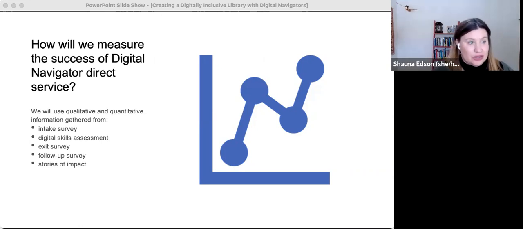So it could have been related to getting internet, getting a device, or digital skill building. So if they were looking for support with digital skills, we followed up with a digital skills assessment to get a baseline understanding of where that individual was in digital skills and the next steps we needed to take to help them reach their goal. And then we also had an exit survey when the digital navigator was finished working with that individual on the goal. They followed up by asking some exit questions.